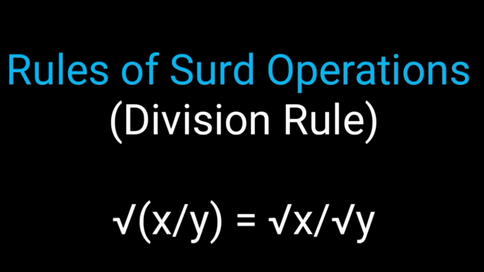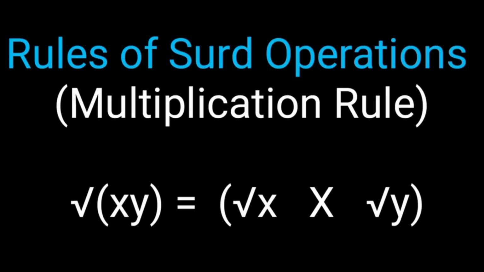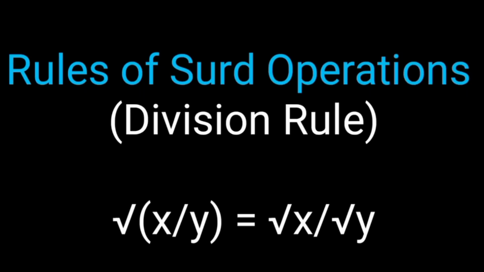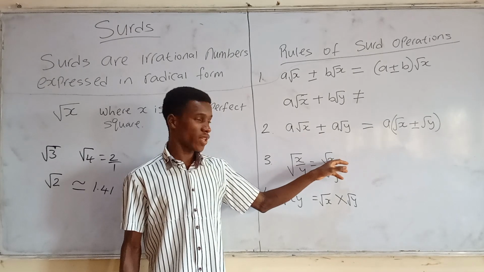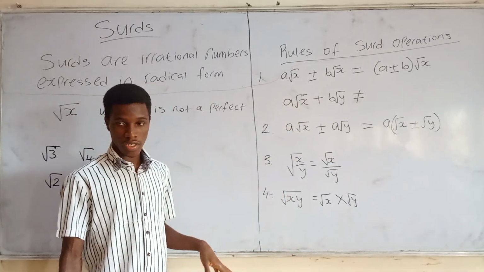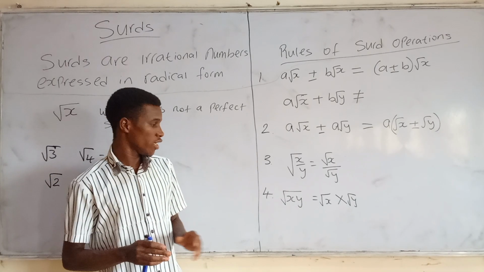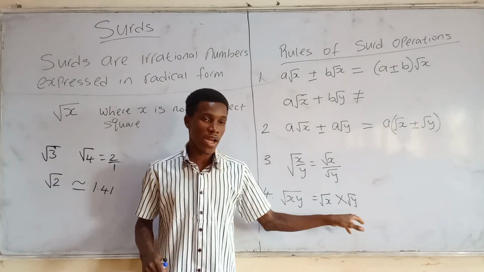The next one we have, see what this one is saying. This one is saying if you have a quotient that is the square root of a rational number, let's say 3 over 5, it is the same thing as saying square root of 3 over square root of 5. That means you distribute the square root over both the numerator and the denominator. Then this one says if you have x times y, that means the two numbers are multiplying each other, and you are taking the surd of that product, it is the same thing as saying surd x multiplied by surd y.